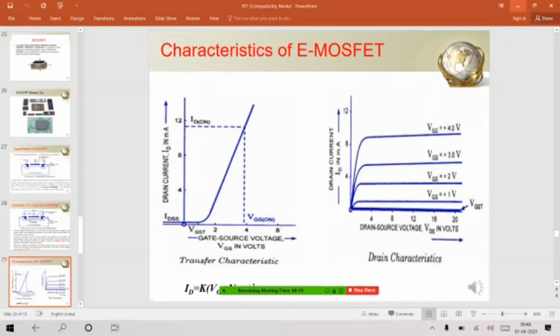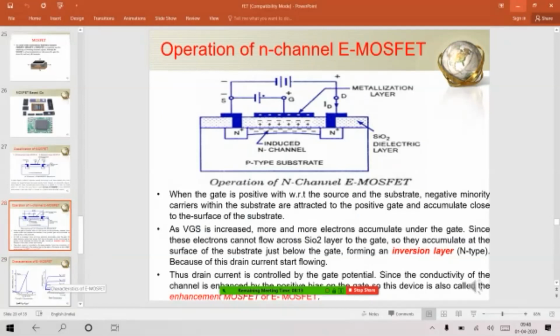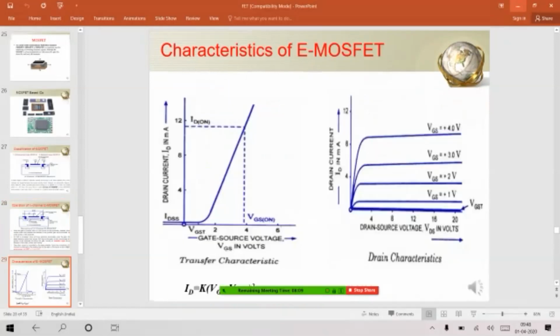So if you know the operation, now we discussed the operation here, how to establish the channel and see the conduction. Now for the same operation, we can plot the graph, right? So this is the transfer characteristics graph. You can see the previous FET transfer characteristics graph also, we have seen. Now also you can note down the difference, right? On the X-axis I have the gate source voltage and on the Y-axis I have the drain current.